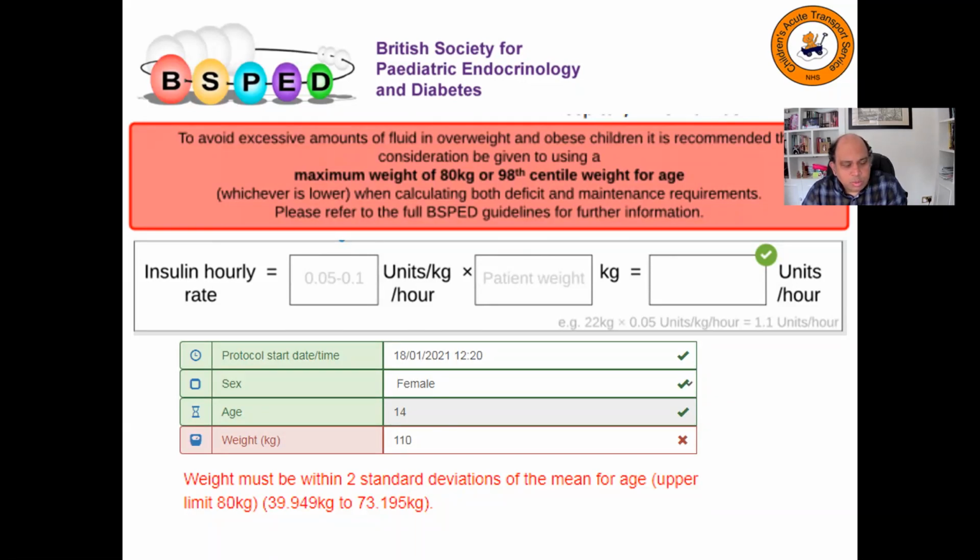And a final point on 16 to 18-year-olds: the BSPED guidelines apply up to the age of 18, and so can be used up to the age of 18. And I think it may be worth just discussing how different people are using that in practice in terms of whether they are still looked after by peds teams or adult teams.